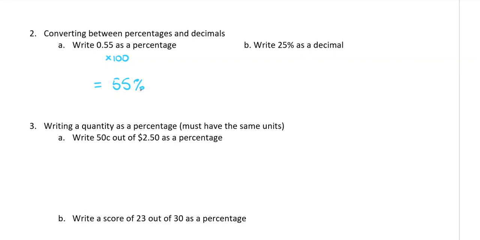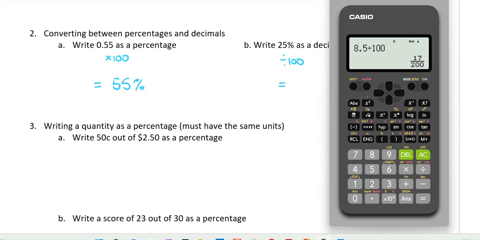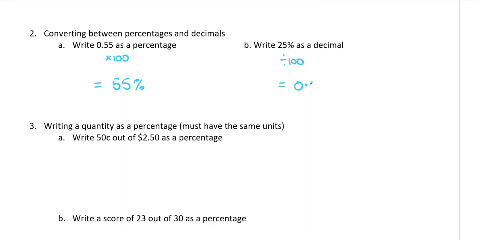Next one, we want 25% as a decimal. Divide by 100. So we type in 25 and we divide it by 100 and make sure it's a decimal, which it is this time. Otherwise, we would press the SD button. So 0.25.